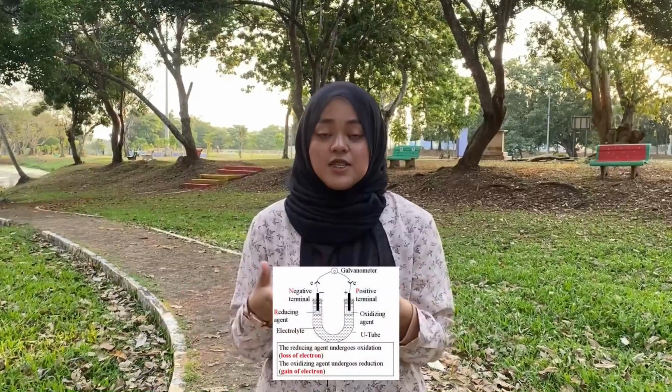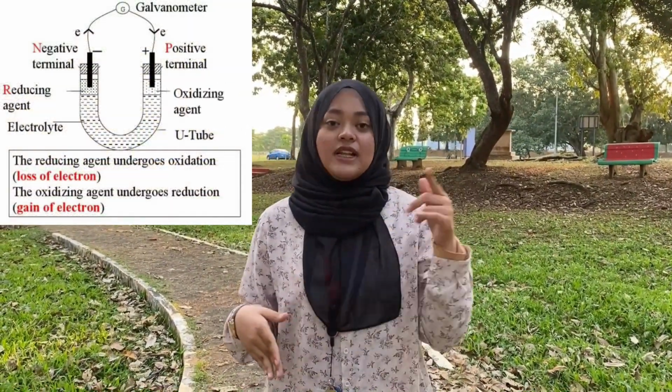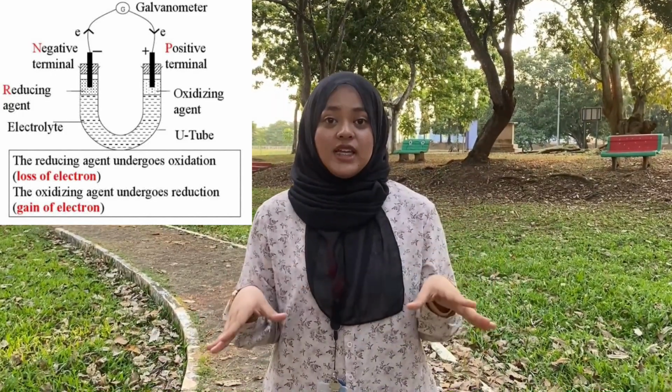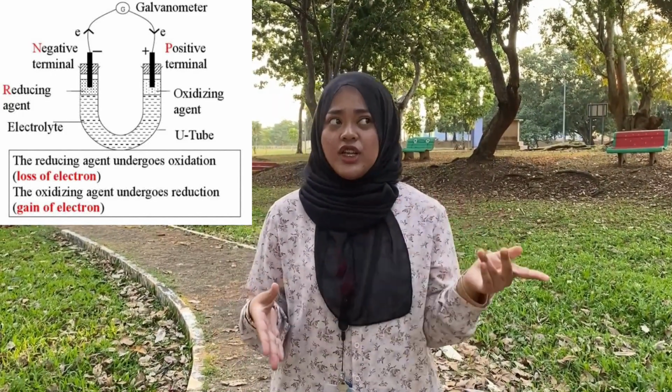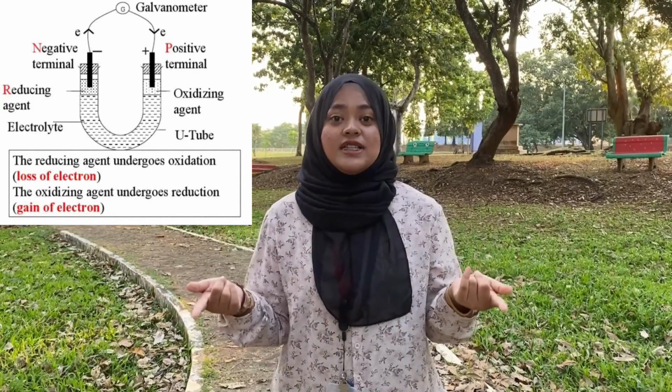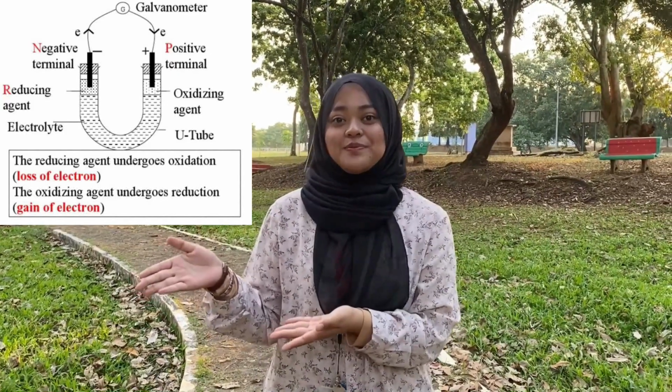Hi. As Hafi has mentioned earlier about reduction and oxidation reaction, I'm here to show you one of the examples, which is this experiment showing electron transfer. The experiment demonstrates electron transfer from both solutions to reach equilibrium. As you can see, this experiment uses a galvanometer, which shows transfer of electrons through a connecting wire from a reducing agent on the negative terminal to an oxidizing agent on the positive terminal.